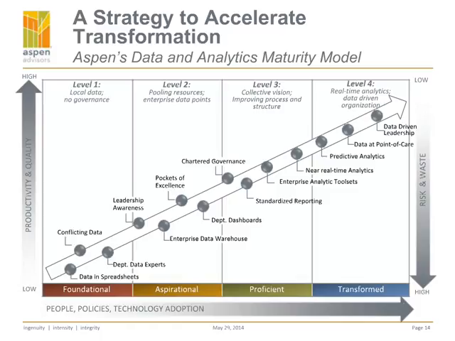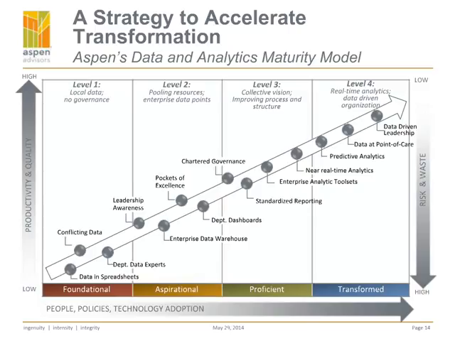So, in foundational, you can see a few things along the lines of you have data sitting in spreadsheets. You have departmental data experts. You have conflicting data. In level 2, aspirational, you may have created an enterprise data warehouse. You may have departmental dashboards. You certainly have developed pockets of excellence, and you may have even started to charter enterprise governance. By the time you're in proficient, you're doing a lot of these things right. Your governance is working. You have enterprise analytics tool sets. You're starting to approach near real-time analytics. And you've got standardized reporting. When you get to transformed, your data-driven leadership is in place. You're getting your data at the point of care, and you're starting to work into predictive analytics.